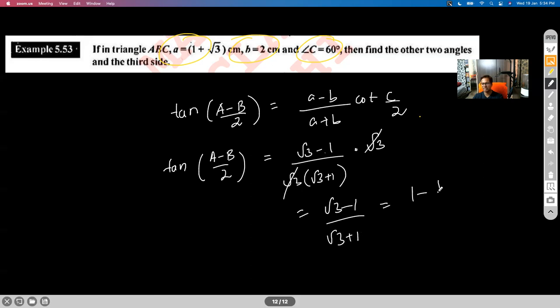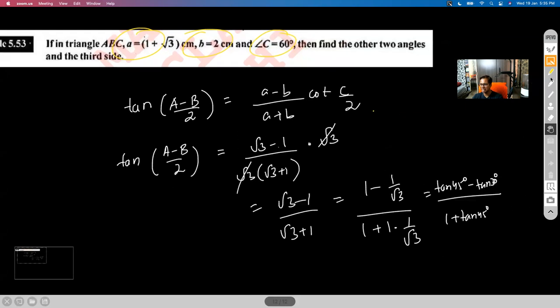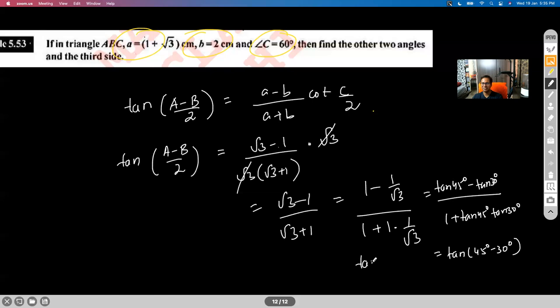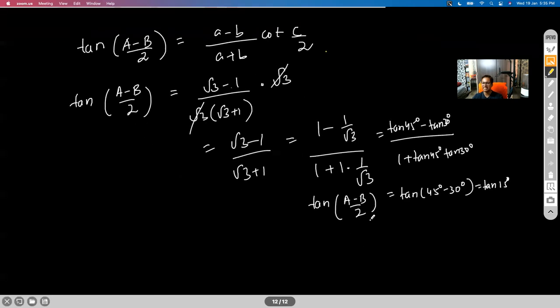Now, all of you, please pay attention. If you express it like this, this actually becomes tan 45 minus tan 30 by 1 plus tan 45 tan 30, which is clearly a compound angle identity for tan of 45 minus 30. Okay. And this is clearly 15 degree. Correct. So basically you're trying to say (A minus B) by 2 is 15 degree, which means A minus B is 30 degrees.